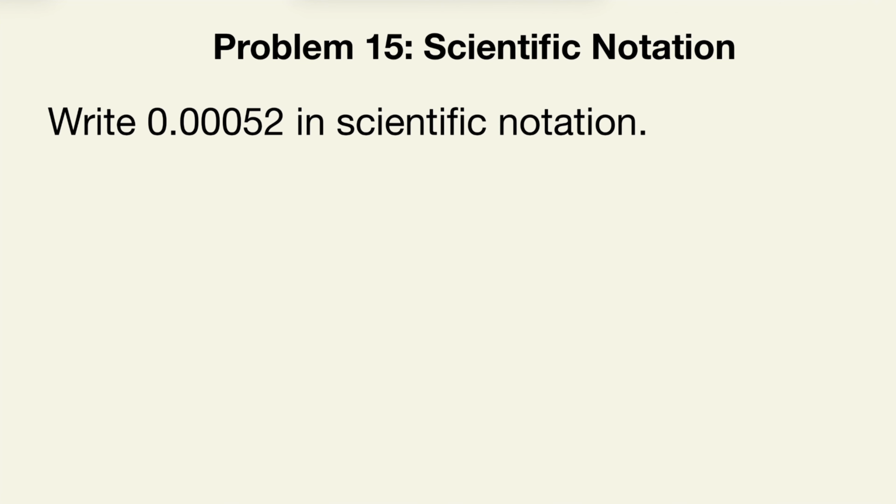Here is problem number 15. We have to write this number in scientific notation. And so as a reminder, a number in scientific notation is the product of two factors. The first one being a decimal number that's greater than or equal to 1, but less than 10. And the second being a power of 10. So as you take a look here at this decimal number, we have this decimal point. What we're going to do is create a box, and we're going to end it at a number that is greater than or equal to 1, but less than 10. And so that is between 5 and 2.